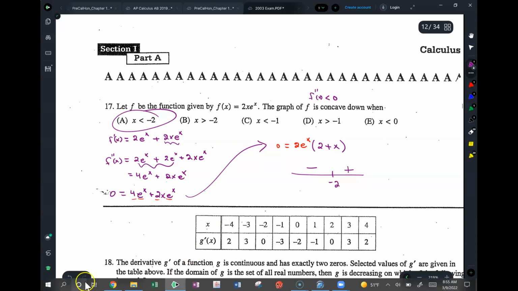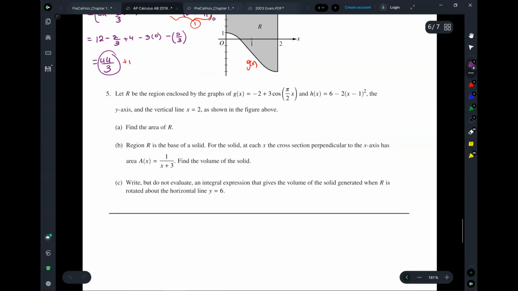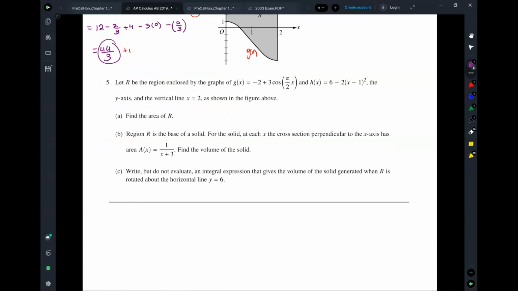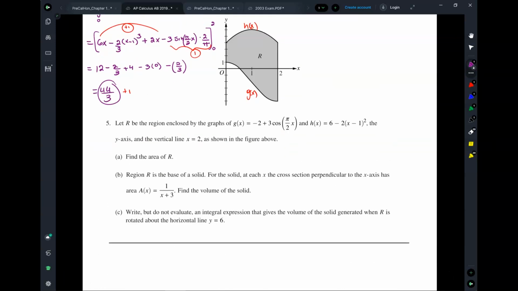All right, so part B of this 2019 exam says the region R is the base of a solid. For the solid, at each x, the cross-section perpendicular to the x-axis has area of this. Find the volume of the solid. So this is actually a simpler version of all those cross-section problems that we used to do. Because before, the problems would say each cross-section is a square or a triangle with a base here and a hypotenuse there. And you yourself had to find the area, right? Here, they're giving you the area and you have to find the volume.